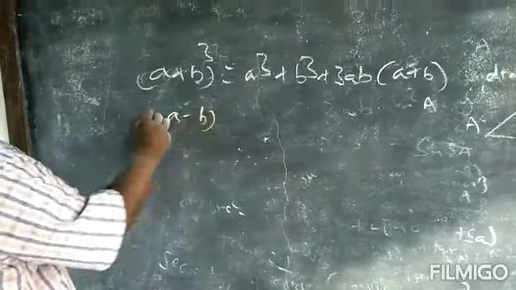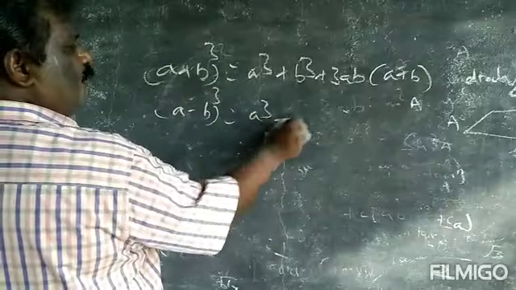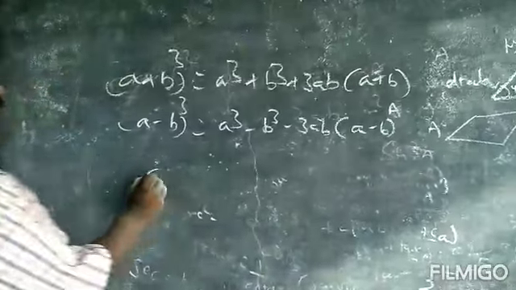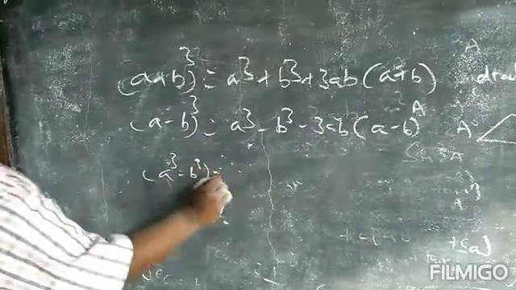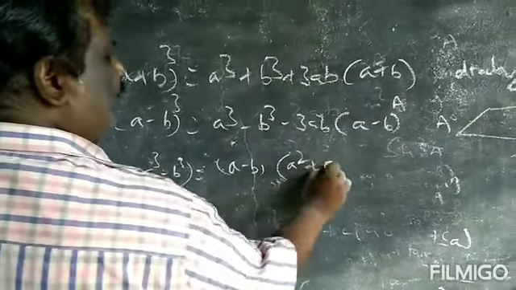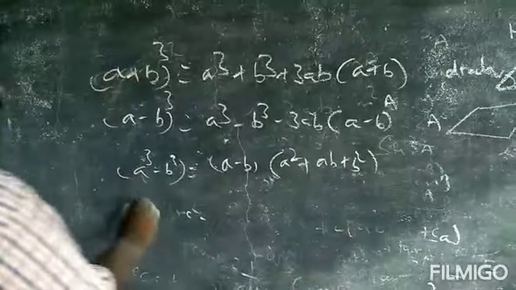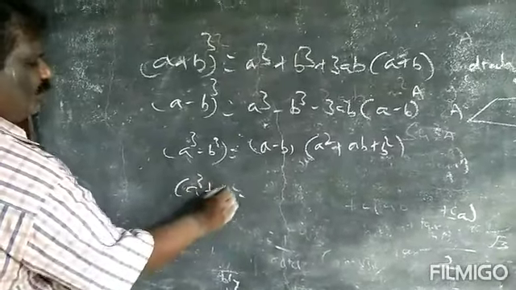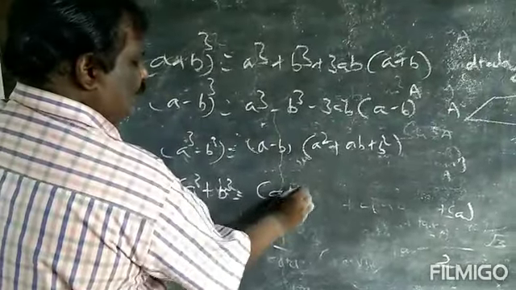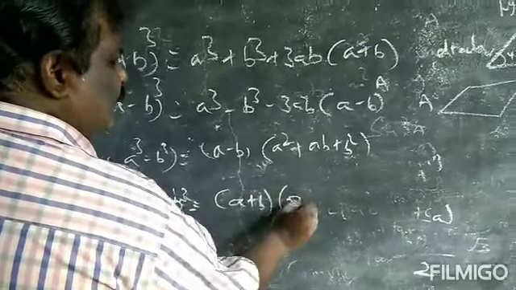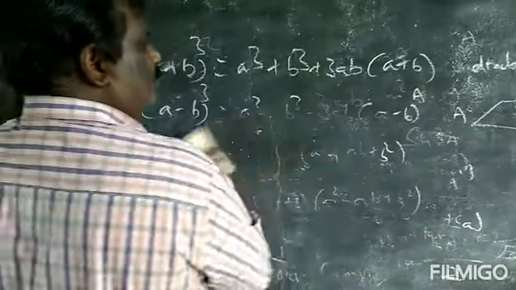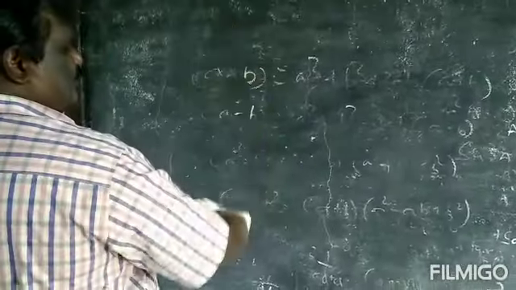(a − b)³ = a³ − b³ − 3ab(a − b). a³ − b³ = (a − b)(a² + ab + b²). Likewise, a³ + b³ = (a + b)(a² − ab + b²). So these are the important formulas connected with the algebra of expressions.